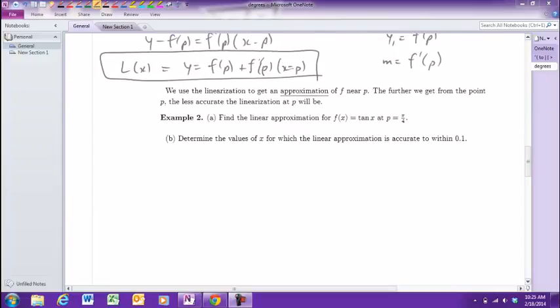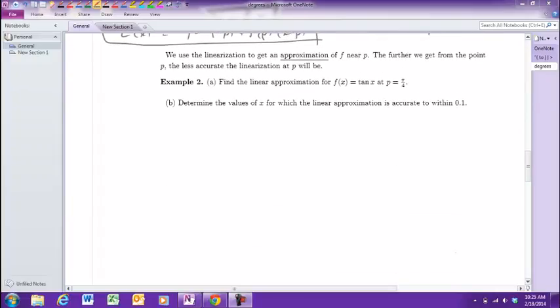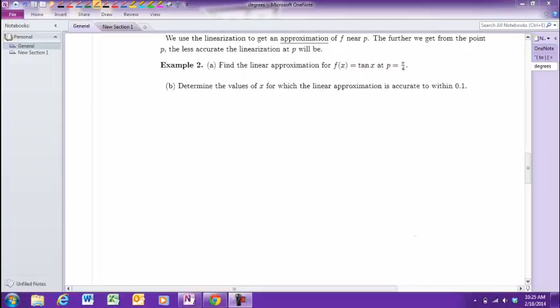Now that we have a sense of what the linearization is, or linear approximation, let's go ahead and do example 2. So question A says find the linear approximation for f of x equals tangent x at p equals pi over 4. So that means for question A, what we're looking for is this function L of x, which is equal to f of p plus f prime of p times x minus p. They tell us that p equals pi over 4.